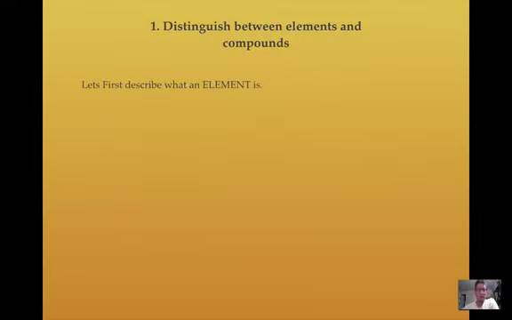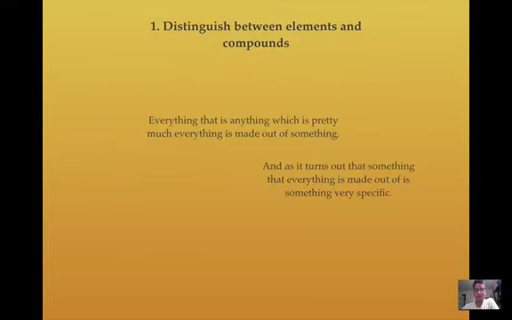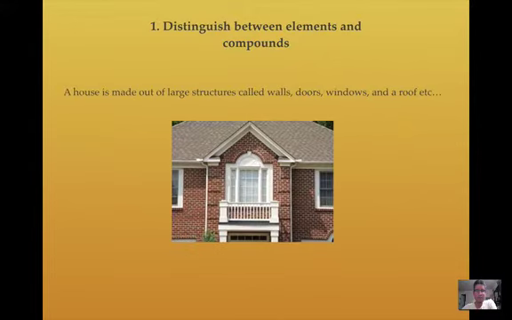Okay, so let's first describe what an element is. I'm going to get a little bit, maybe not philosophical, but hopefully not too wordy here. But essentially, everything that is anything in the universe, which is pretty much everything that exists, is made out of something. And as it turns out, that something that everything is made out of is actually very specific. Okay, so let me tell you what I'm talking about here.